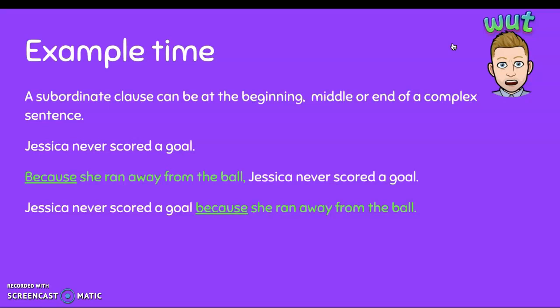Now, if we just read the subordinate clause by itself, it doesn't make sense. Because she ran away from the ball, that's not a complete thought. But if we add that subordinate clause to the main clause, which is Jessica never scored a goal, it starts to make sense. Because she ran away from the ball, Jessica never scored a goal. Now we can add the subordinate clause at the end of the main clause by going like this: Jessica never scored a goal because she ran away from the ball.